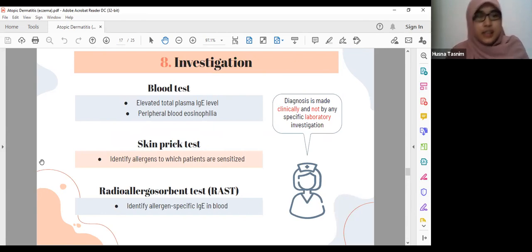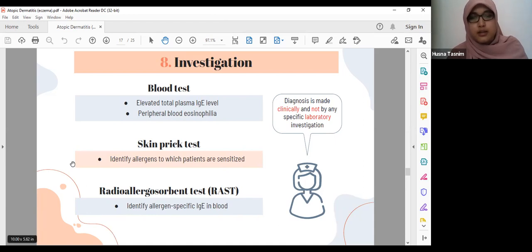As I mentioned earlier, this investigation is only to support our diagnosis. It is not the definite criteria to diagnose the eczema. In the blood test, 80% of patients have elevated IgE and peripheral blood eosinophilia, but this is not specific. That's why I emphasize that the diagnosis is made clinically and not by any specific investigations. Is that answering your question?